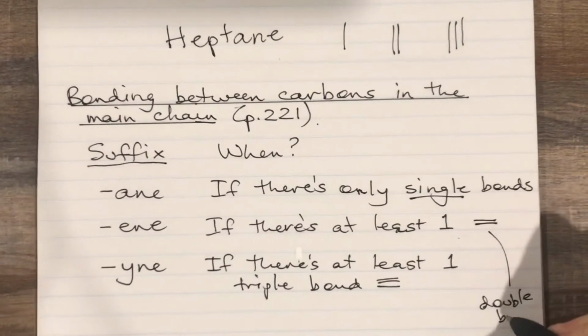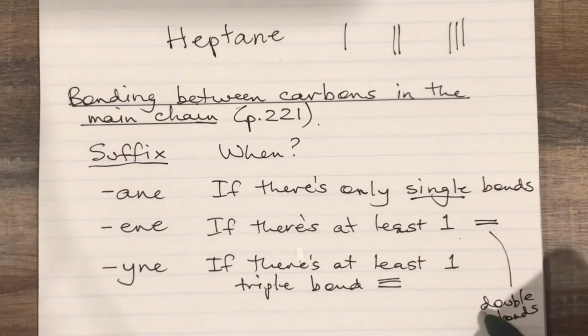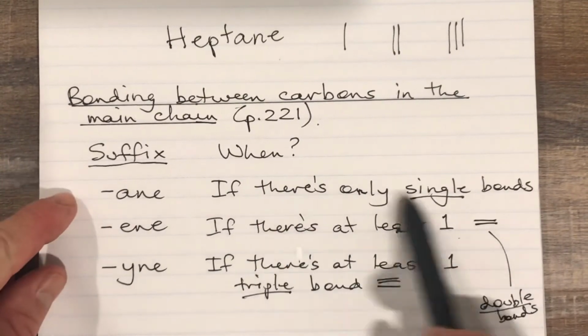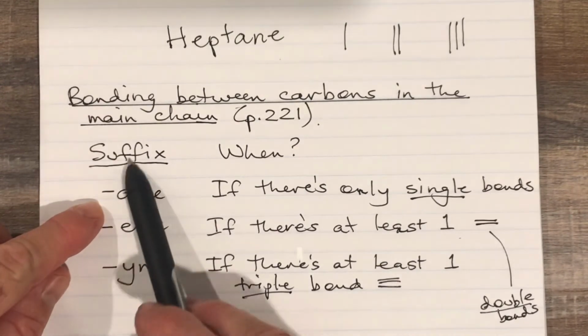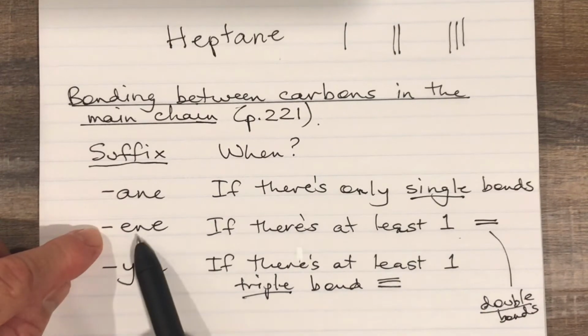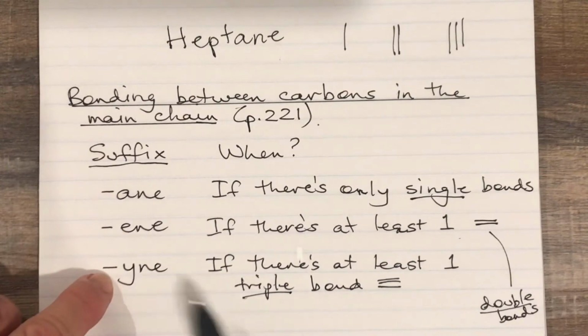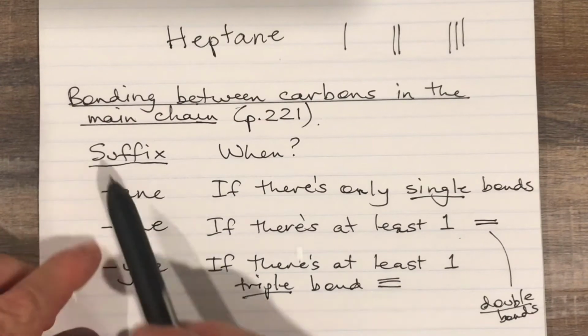Double bonds. And there's triple bonds. Single, double, and triple bonds. If there's only single bonds in the main chain, you've got an ane. The suffix is ane. And if there's at least one double bond in the main chain, the suffix is ene. It ends in ene. And it ends in ine if there's at least one triple bond in the main chain.